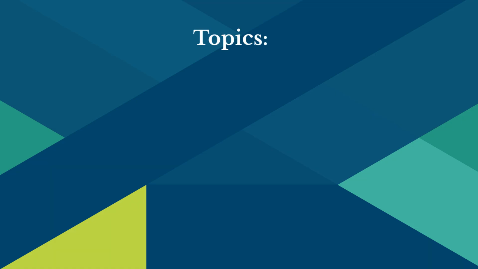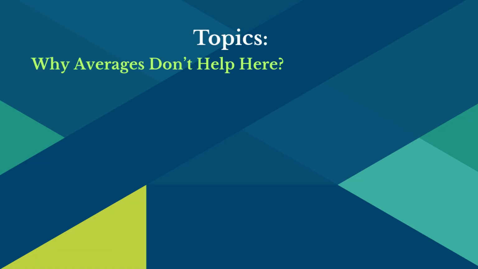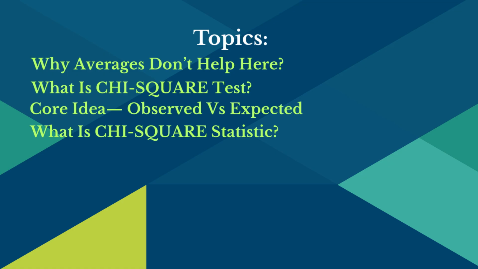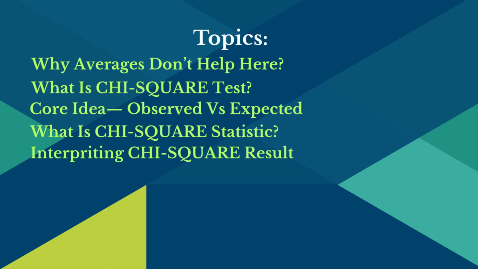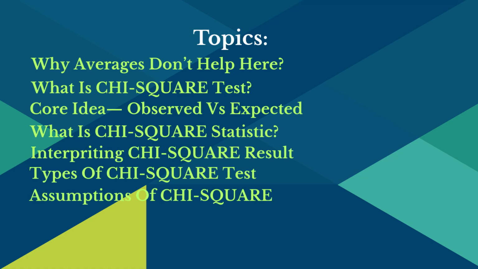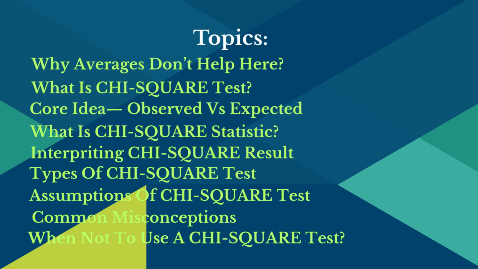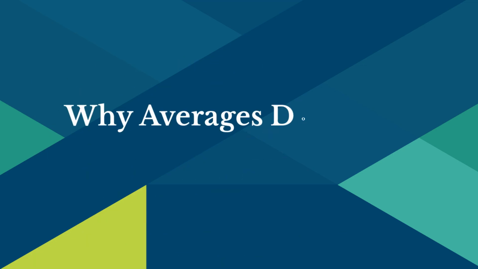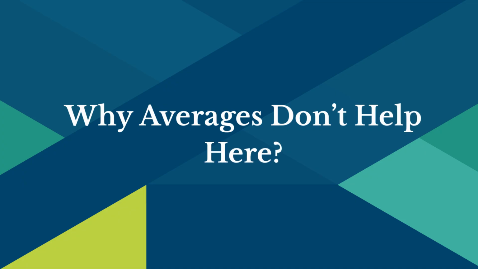In this video, we are going to deeply understand the chi-square test with intuition, visuals and real-world examples. We are going to cover why averages don't help here. What is the chi-square test? The core idea of observed versus expected. What is the chi-square statistic? Interpreting the chi-square result. Types, assumptions and common misconceptions of the chi-square test. Also, when not to use the chi-square test. And we will conclude this topic with key takeaways. So, let's start with the problem it is designed to solve.